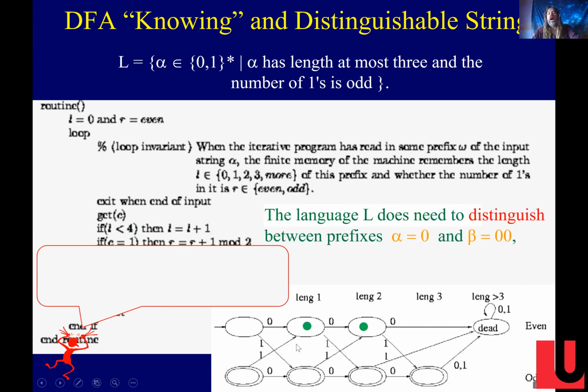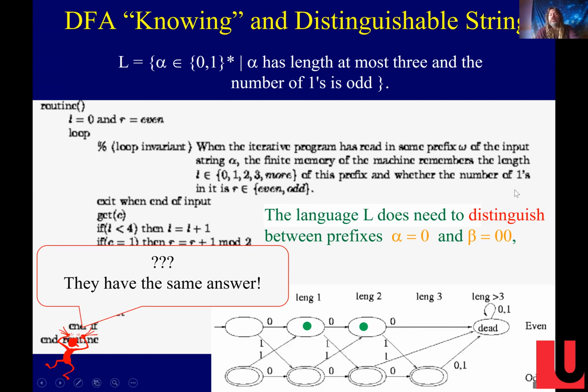All right, but here are two possible other strings. This one be alpha and this one be beta. This alpha is 0 and beta is 0, 0. So they have the same answer, but this DFA is putting them in different states. So does it need to put them in different states? We're going to argue that the DFA does need to put them in different states. Why? Even though they have the same answer, why do they need to be in different states?